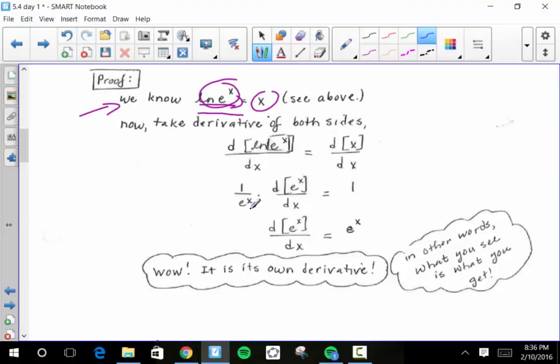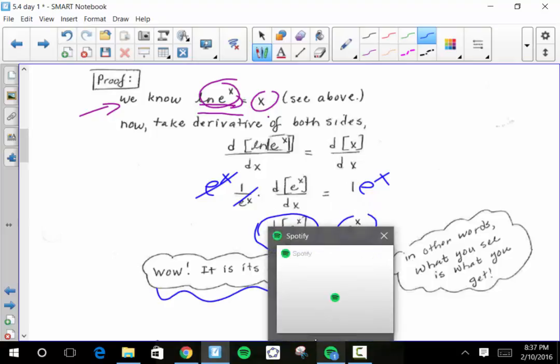So now we've got 1 over e to the x times the derivative, which is what we're trying to prove, equals e to the x is equal to 1. Well, let's just get this by itself. So we're going to multiply both sides by e to the x. That cancels that off right there. And look at it, lo and behold, check it out. The derivative of e to the x is e to the x. Isn't that just crazy? It is.